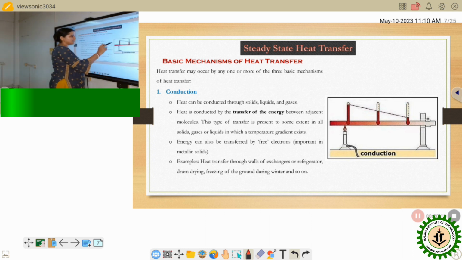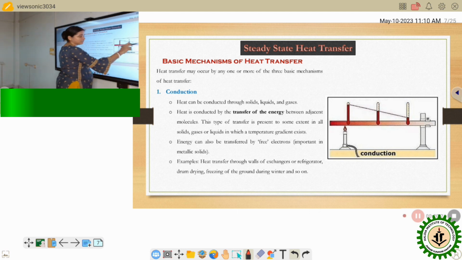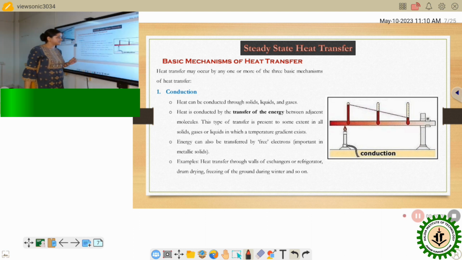But if I keep on heating it, gradually we will see that the heat has been distributed evenly. So here the thermometer marking will increase, and again gradually here also the thermometer marking will increase.